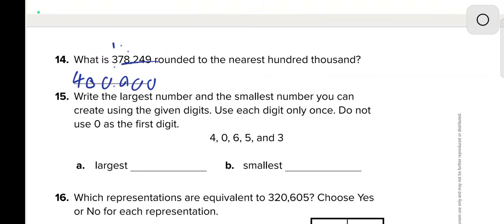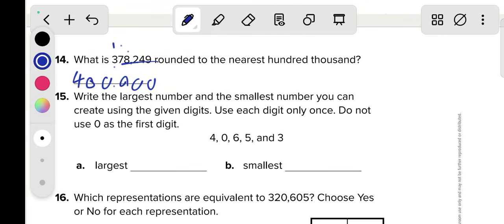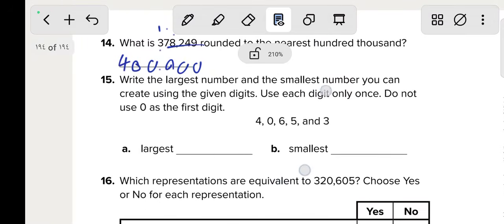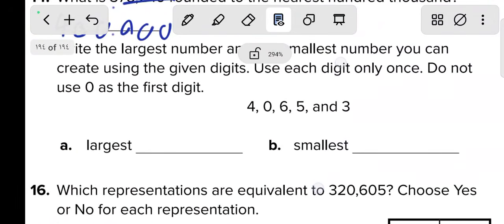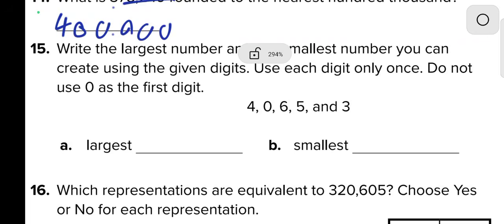What is the largest number and the smallest number you can create using the given digits? Use each digit only once. Don't use 0 as the first digit. It's a very important rule. Large number. How can we collect these numbers together to be the largest number ever? You have to collect from the greatest number to the smaller number, or descendingly. What is the greatest number you have?